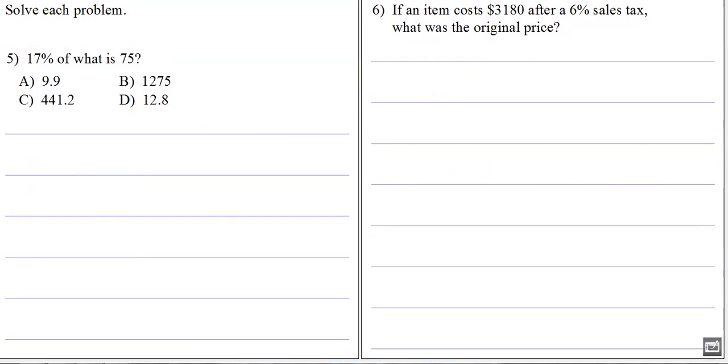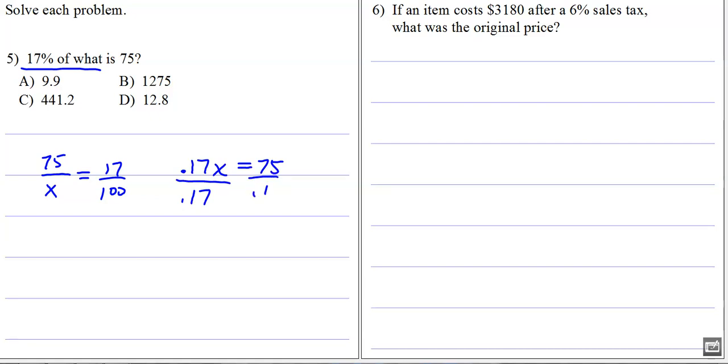All right, so number 5, 17% of what? So 17% of what is 75? Cross multiply. If you want to do it the equation way, 0.17 times what is 75? So I would divide both sides by 0.17. Looks like this is the only number that makes any sense. 31. This is, I bet half the class missed this one. And this is just a fundamental issue that needs to be addressed.